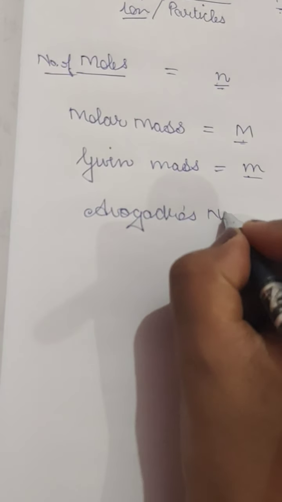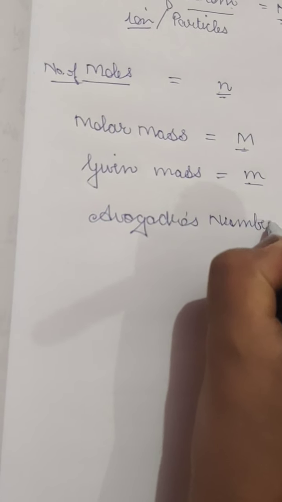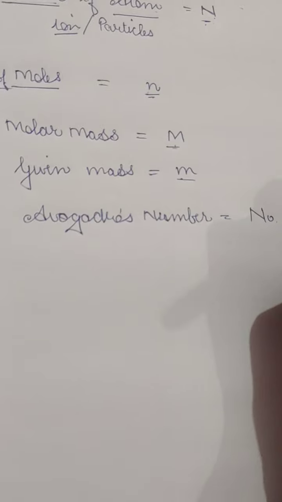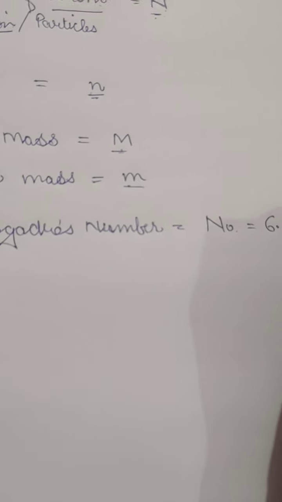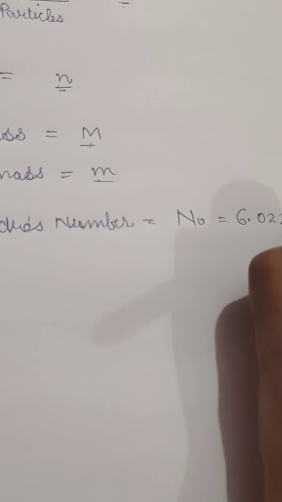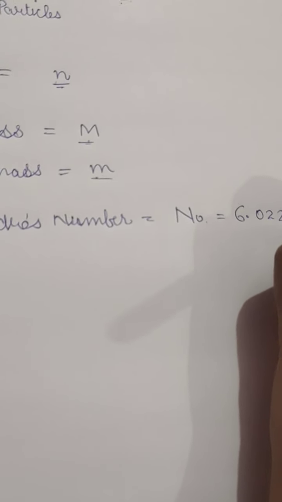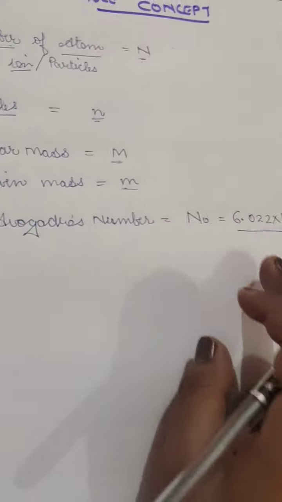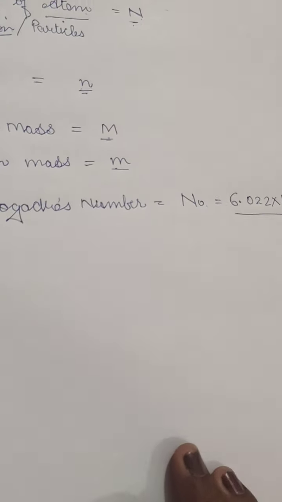So Avogadro's number is always fixed and it is denoted by N naught. It is a constant number, 6.022 × 10^23. So N naught is Avogadro's number, whose value is fixed.